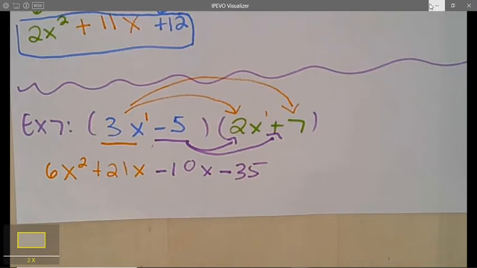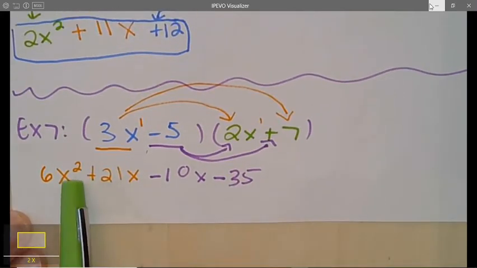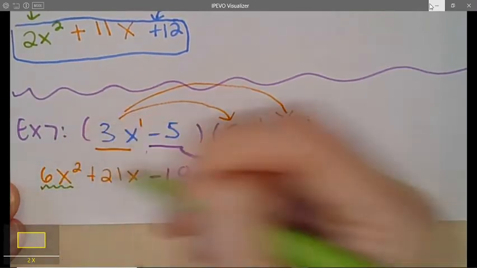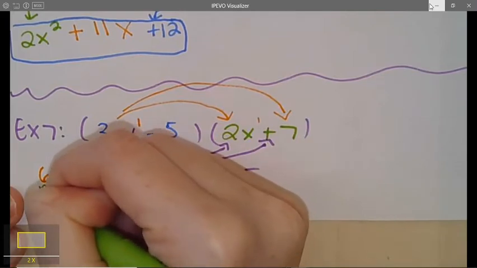After this, you just combine your like terms, starting with the highest exponent term, which I see is an x squared. This is my only x squared. So it's a lonely single term that has nothing to combine to, so I'm just going to bring it on down.